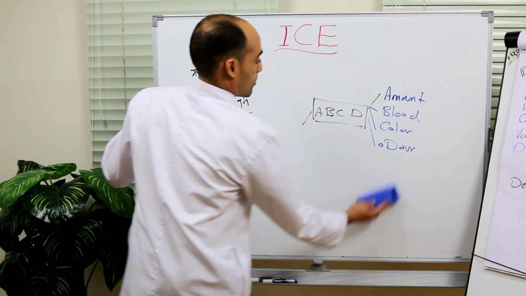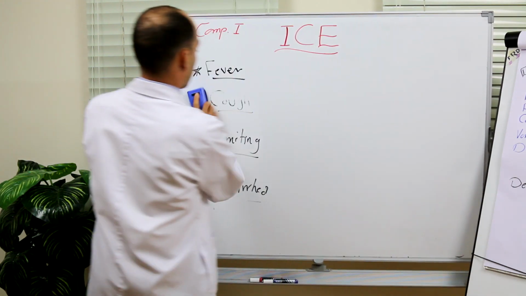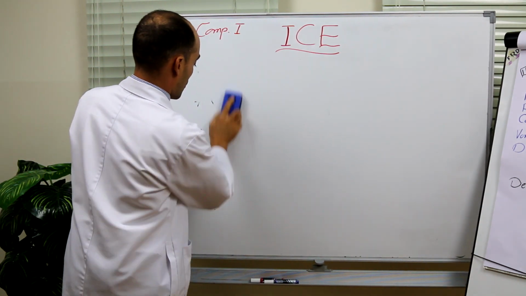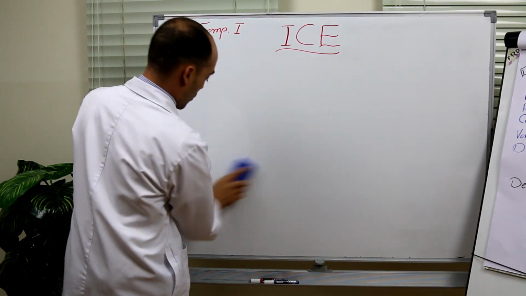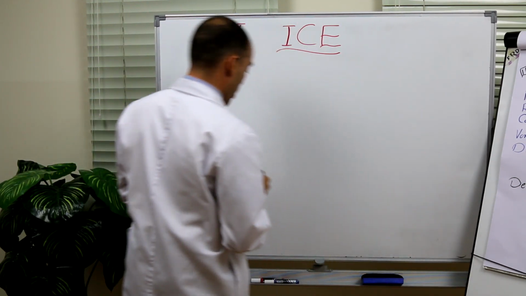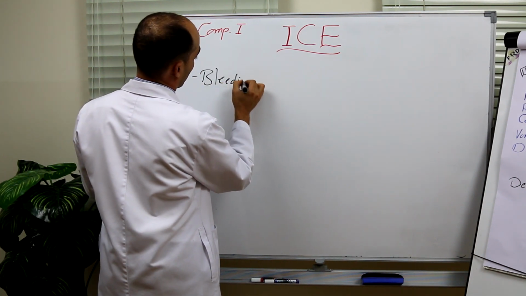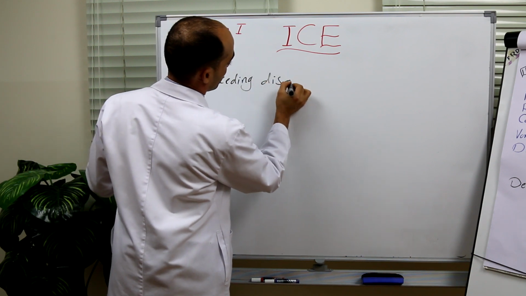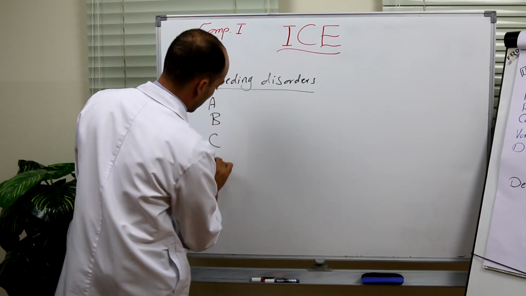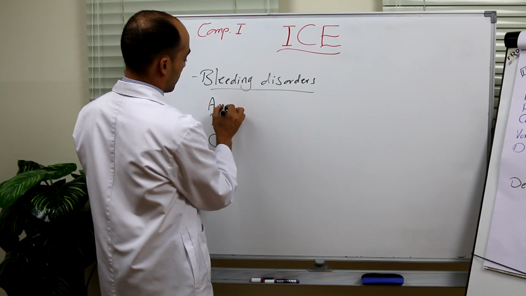Okay? Bleeding disorder. Any bleeding disorder. This is a good mnemonic for vomiting of blood, which is hematemesis, or hemoptysis, coughing blood, or bleeding per rectum, or vaginal bleeding, or hematuria, all of them we can use. So for bleeding disorder, we can use A, B, C, D, E. E also for amount, okay?